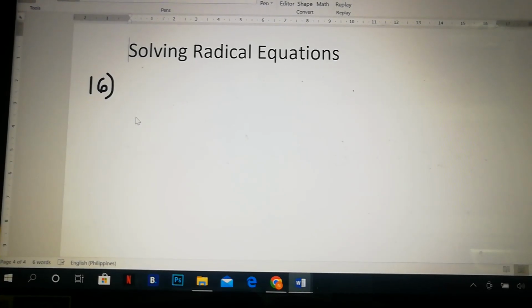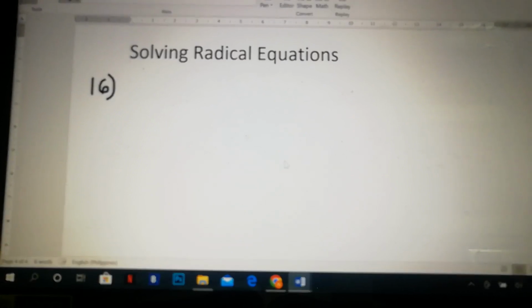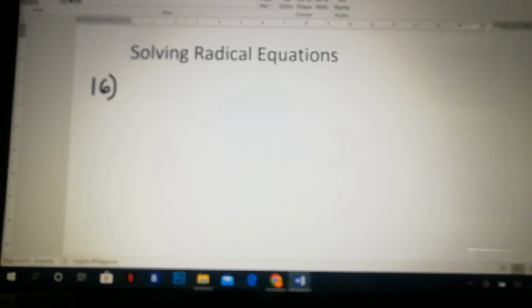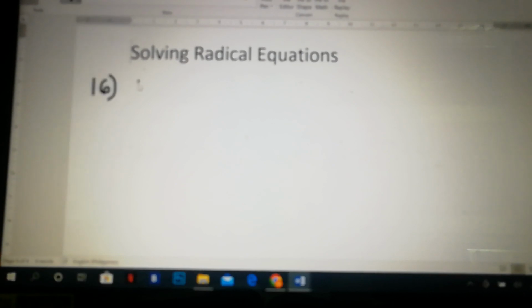Okay, so let's just continue the review about solving radical equations, grade 9. So this is for grade 9. So this is using the square of a binomial. Okay, so example number 16. So this is already part 2.